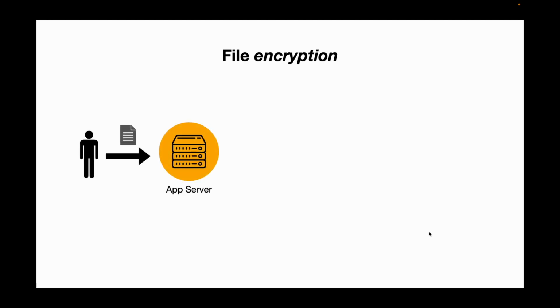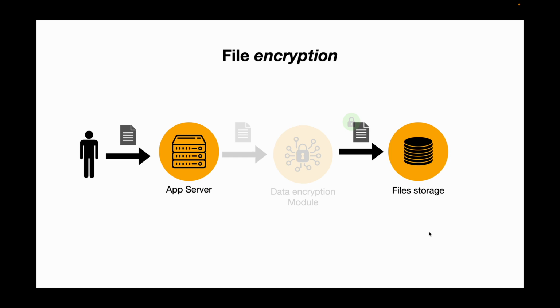Client sends a file to the server, and the server, before saving these files to the file storage, asks the special model, which is called the data encryption model, to encrypt this file, and only after that puts this encrypted file to the file storage. The opposite scenario is decryption of files.